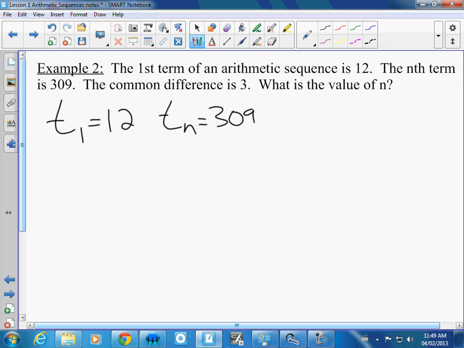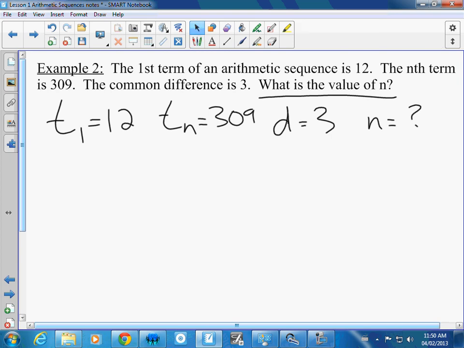3. So what are we looking for? We're looking for N. Here's the deal. When you do these questions, there are 4 unknowns. Will you always be given 3? Yeah. Could you do it otherwise? No. Okay, what should we do now?